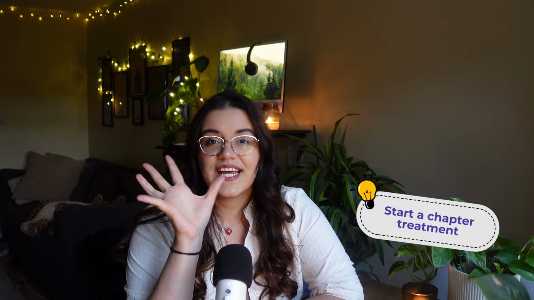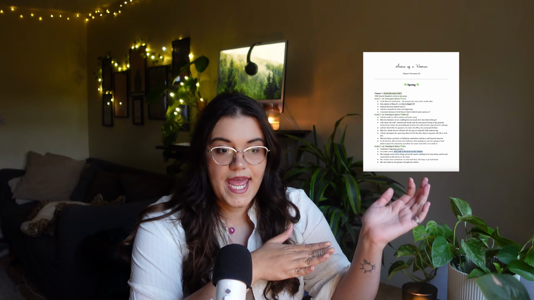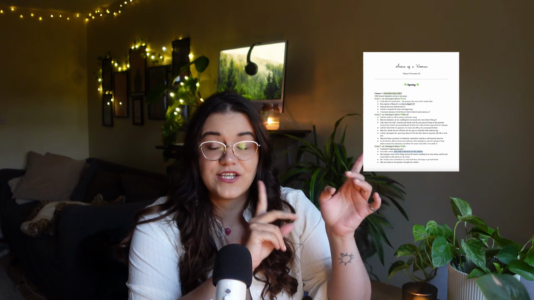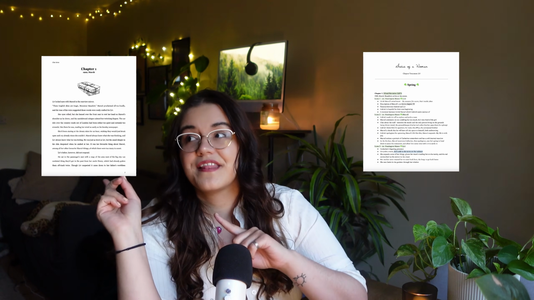So instead, what I like to do is start a chapter treatment, and this is a completely separate document that I keep on the side of my manuscript. And I update stuff in that chapter treatment rather than in my manuscript, okay? It's a lot easier, first of all, because the manuscript is huge. By the time you get to the end, the manuscript is huge. You're not going to be able to find your way around it.